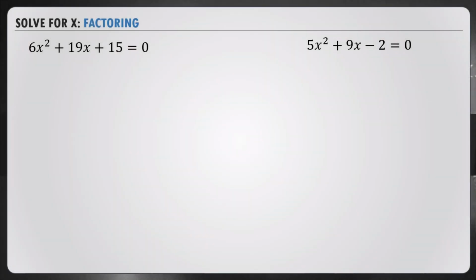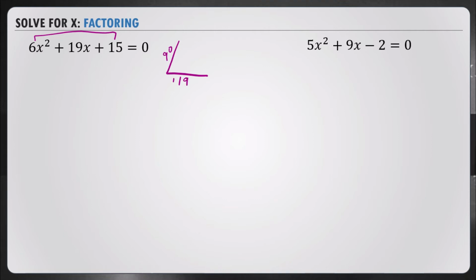All right, here we have 6x squared plus 19x plus 15 is equal to 0. Now, 19 is a prime number, so we cannot reduce this anyways. So let's write our numbers here. The box method says 6 times 15. 6 times 15 happens to be 90 and 19.